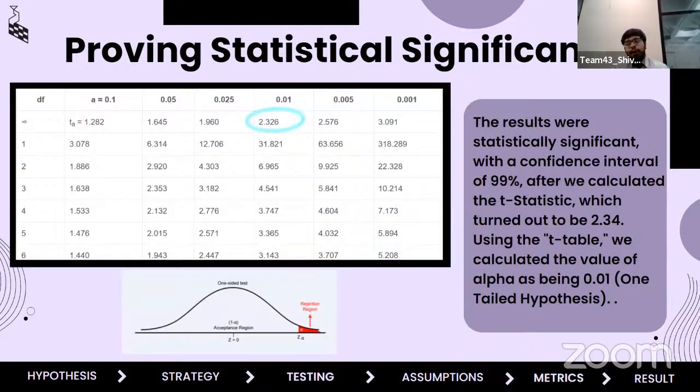The t-statistic obtained is 2.34. Using the t-table for a very high degree of freedom, we obtain an alpha of 0.01, which gives us a confidence interval of about 99% on our one-tailed hypothesis.